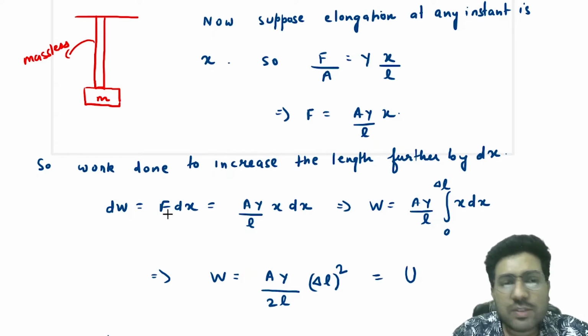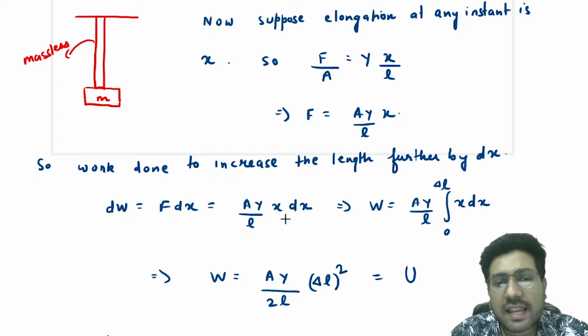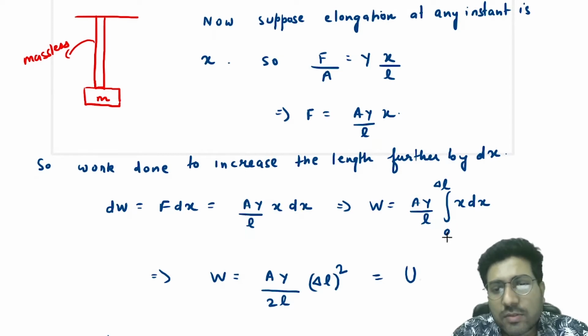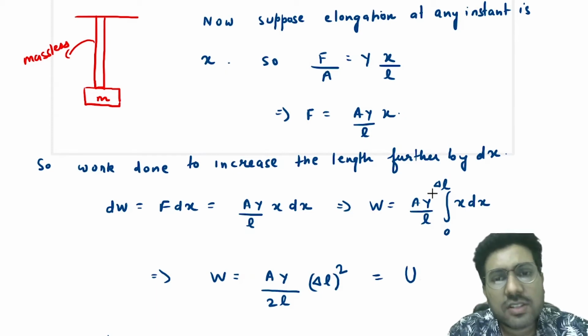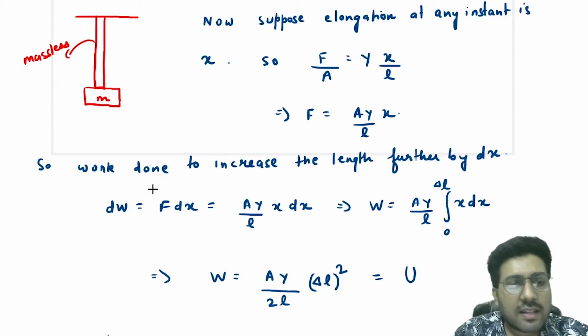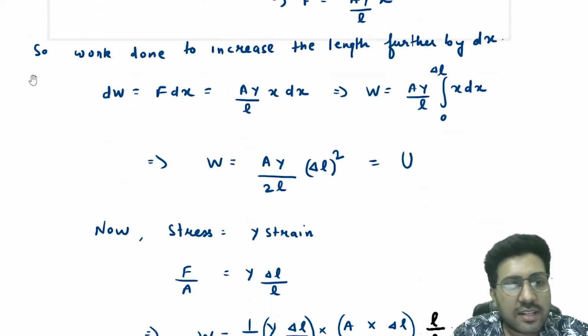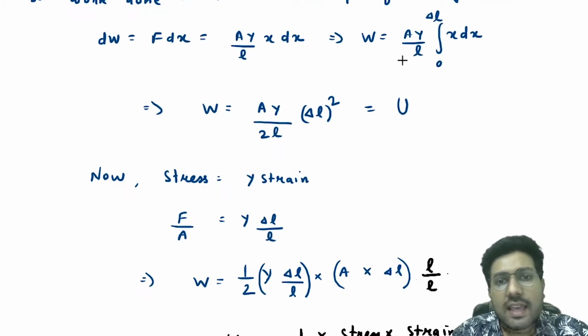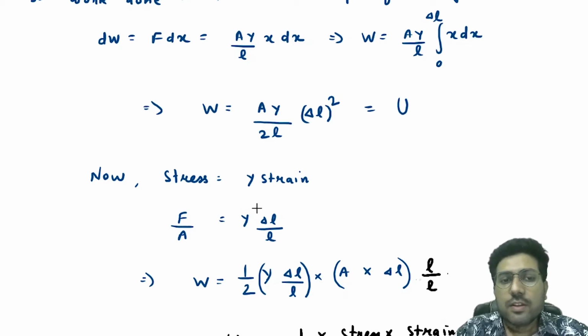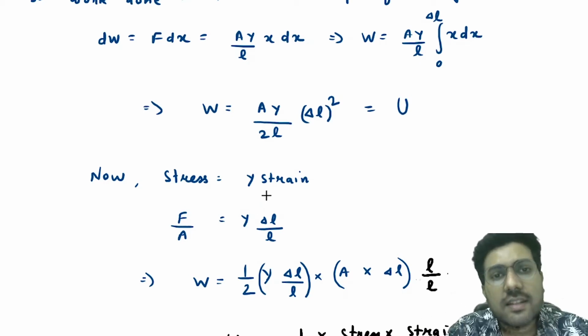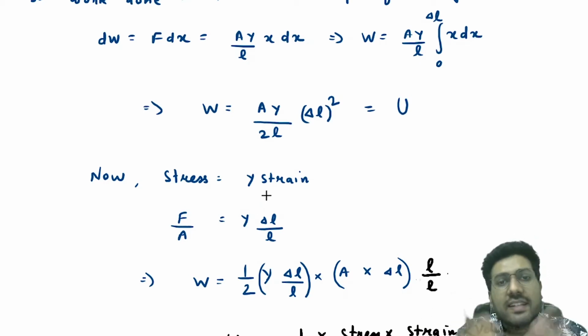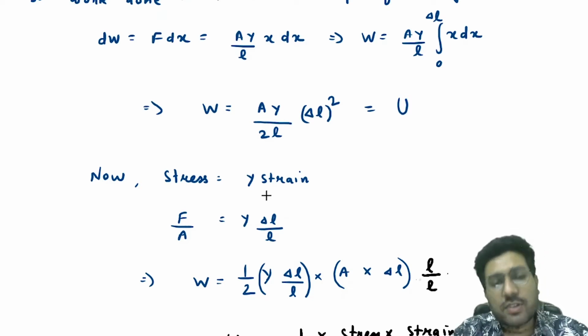So you will write dW is equal to F dx, that is equal to AY by L into x dx. From this, when you integrate it from x equal to 0 to x equal to delta L, which is the final stretch, you will get work done by the external agent is equal to AY by L into delta L square by 2. So this is the work that is done to stretch the rod by a distance delta L, and this is also equal to the potential energy stored.